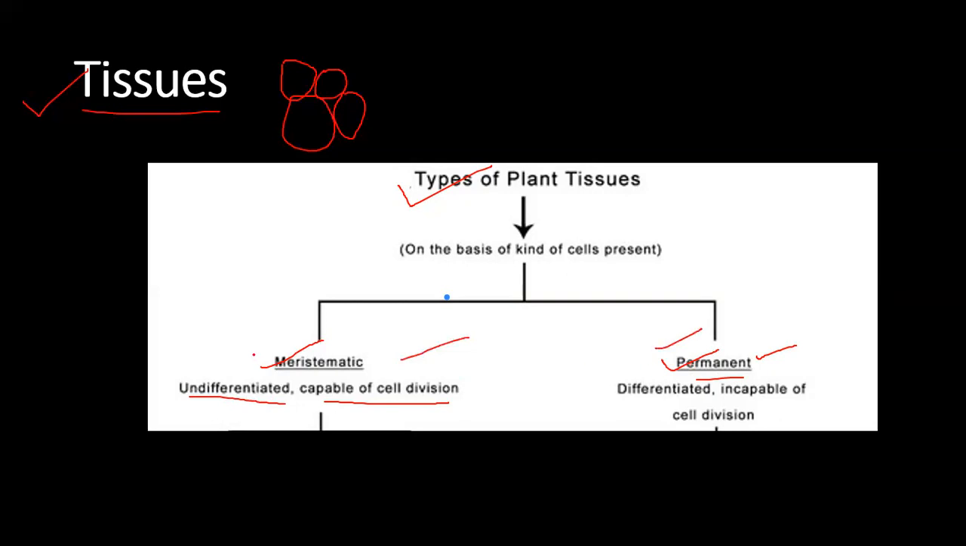Let's study the meristematic tissue. What are meristematic tissues? I already mentioned that they are immature cells. An immature group of cells is called meristematic tissue. They are immature cells present at a specific region where the growth of the plant body takes place. In that region they have the capacity to divide and multiply. So they are called meristematic tissues.